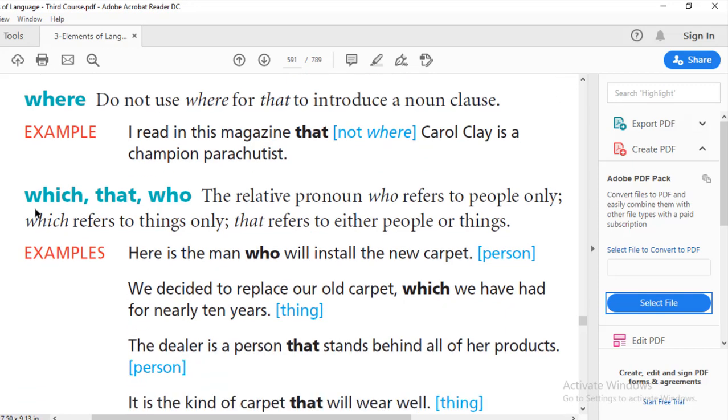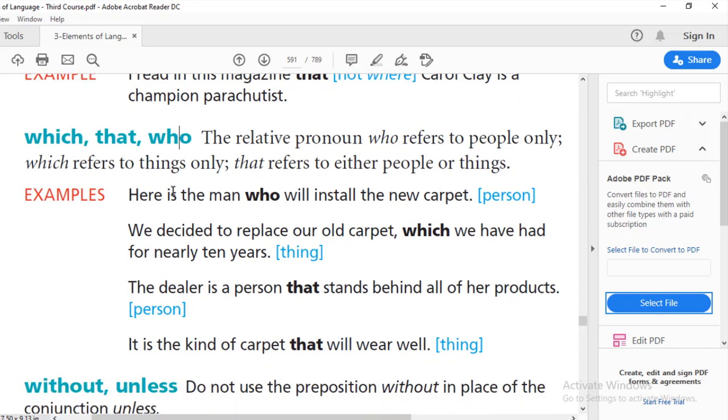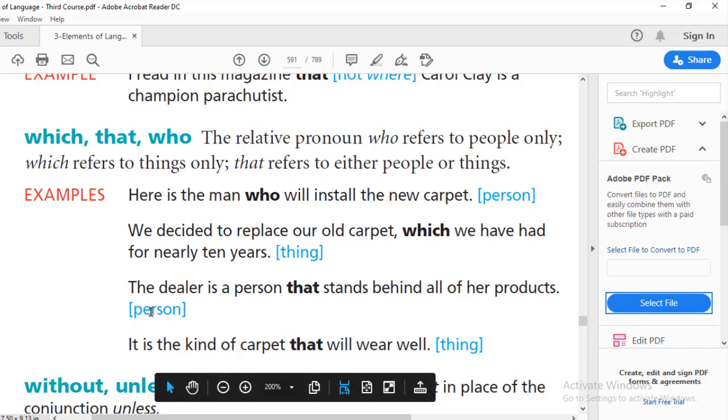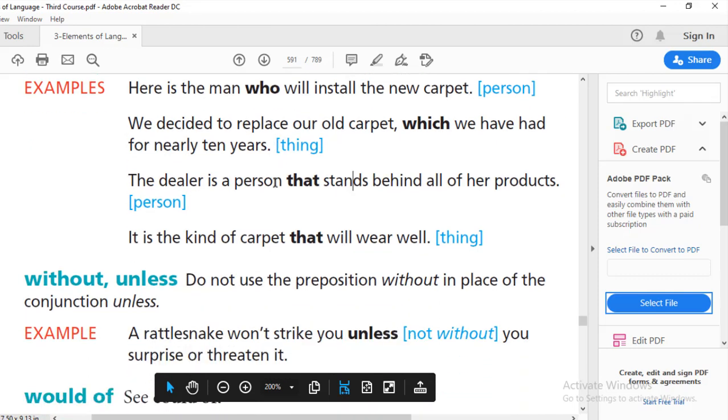And then we have the words which, that, and who, and these are called relative pronouns. The relative pronoun who refers to people only, which refers to things only, and that refers to both. So I think that's clear from the examples here. If you read, here is the man who will install the new carpet. So that refers to a person, and the second one refers to a thing, and the third one refers to a person. So make sure that you use each one properly, right?